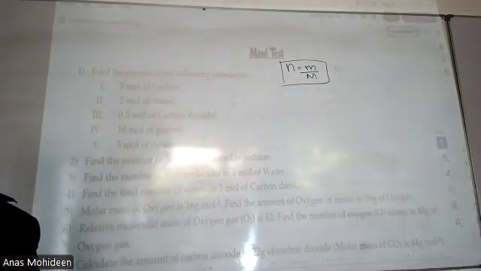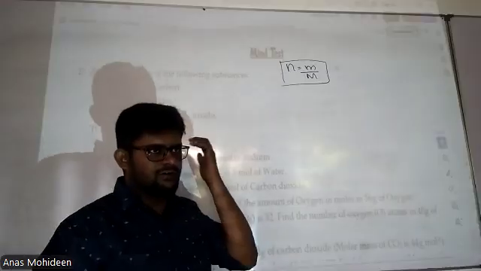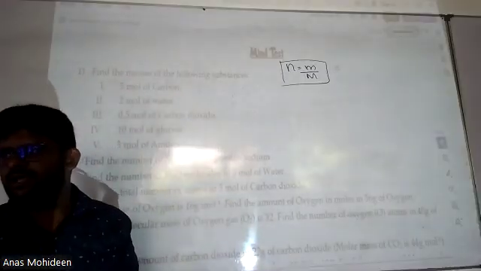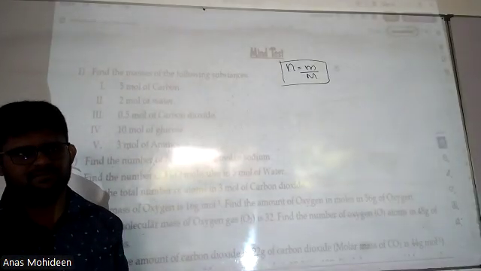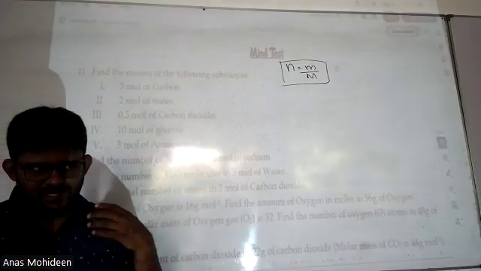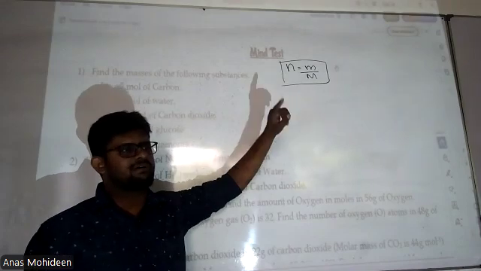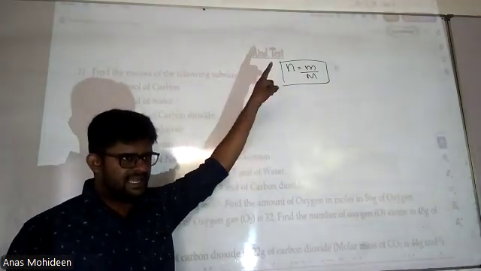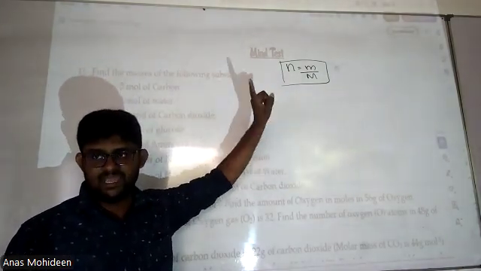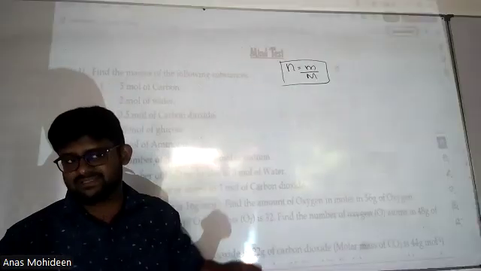What is it? Number of moles equals given mass over molar mass. N equals m over capital M. Small m is the given mass, and capital M is the molar mass.